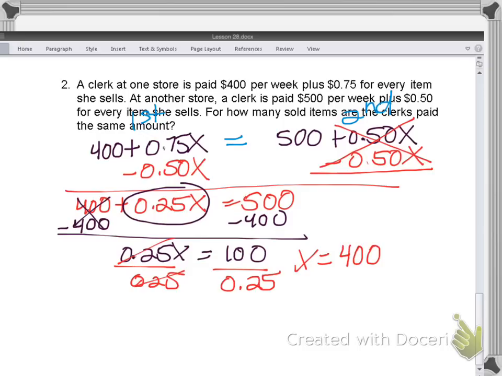And I know that that is representing the number of items. So the answer to the question is 400 items. They'd have to each sell 400 in order to get paid the same amount.